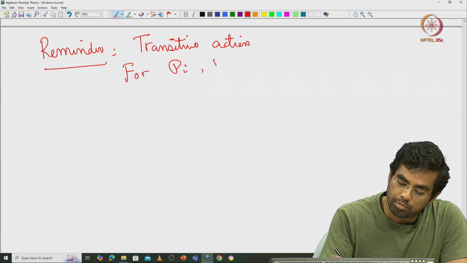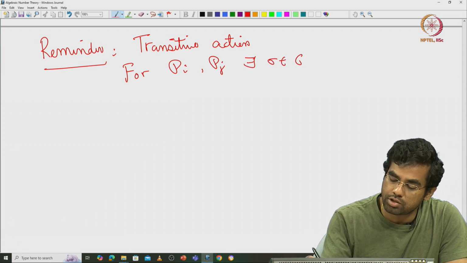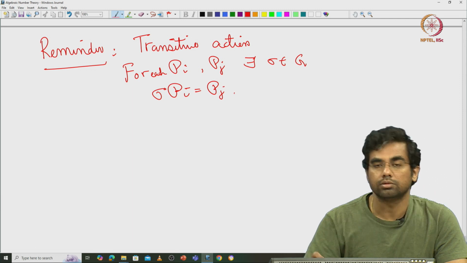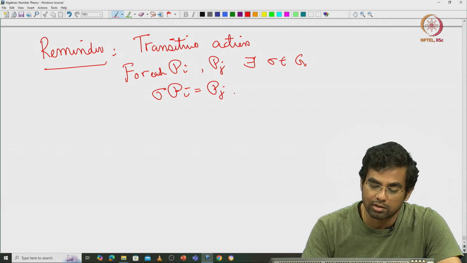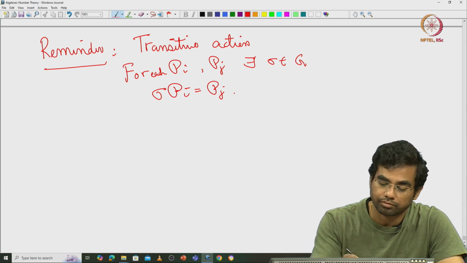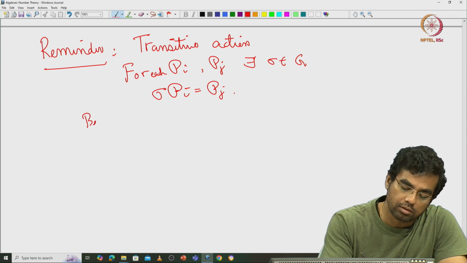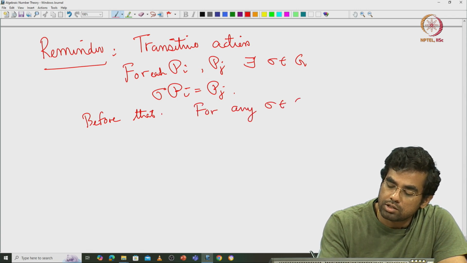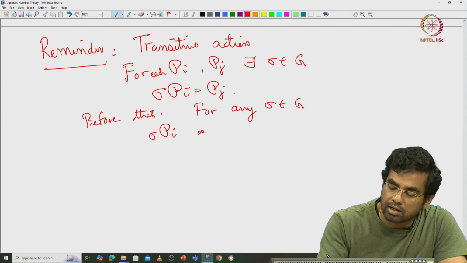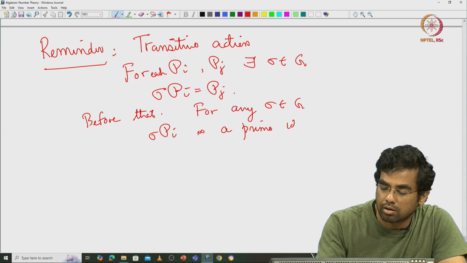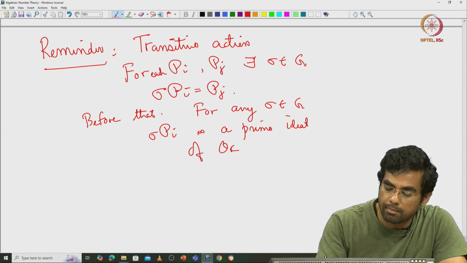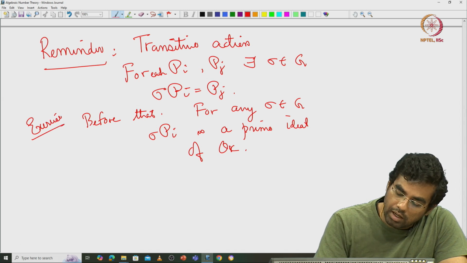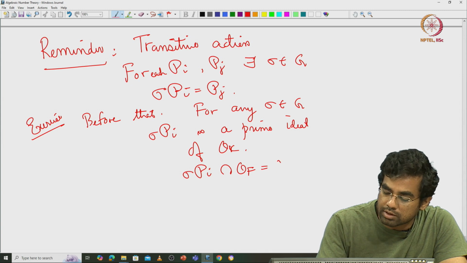Okay. So, transitive action means for Pi, Pj, for each pair like this, there exists sigma in G such that sigma of Pi is equal to Pj, right. All right. So, maybe even before that, I should say that for any sigma in G, sigma of Pi is again a prime ideal of OK. So, you can prove that very easily, and so maybe you can take this as an exercise, and sigma of Pi intersected with OF is equal to P.